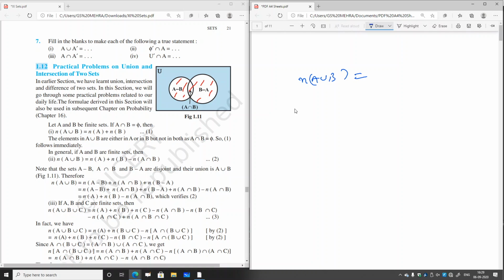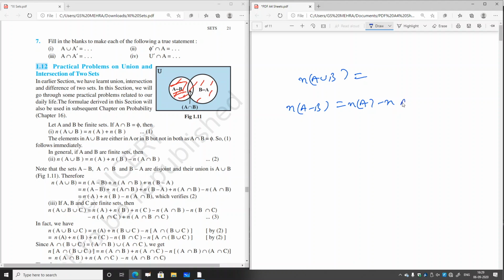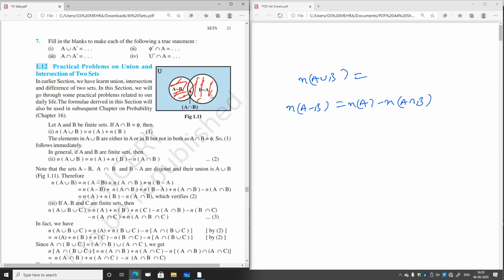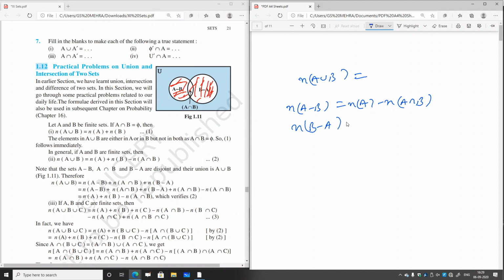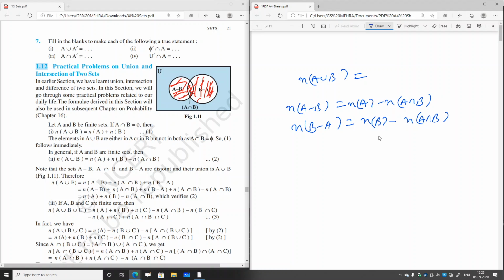Before finding this, we will find out what is the meaning of N of A minus B. That is the number of elements in this portion, from here till here. So that will be equal to N of A minus N of A intersection B. Similarly, this will be N of B minus A. N of B minus A is nothing but N of B minus, because this whole is N B, from that we will remove this portion. So that is N B minus N of A intersection B.